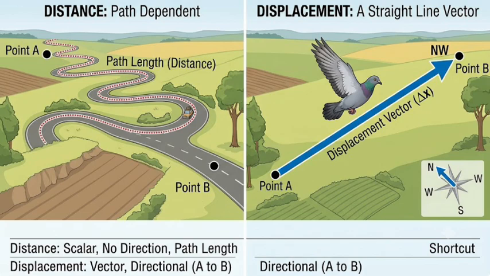If the airline flies from New York to London, then the plane immediately flies back to New York. This is the best example for displacement and distance.